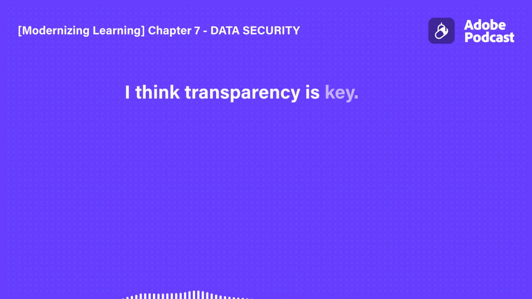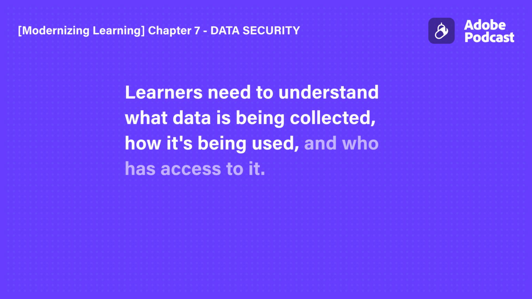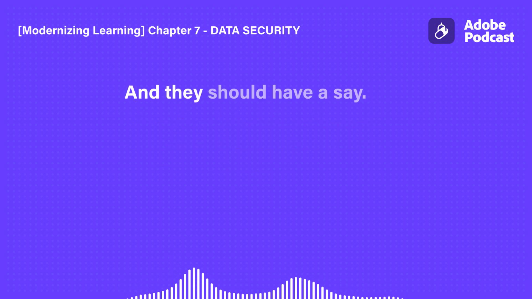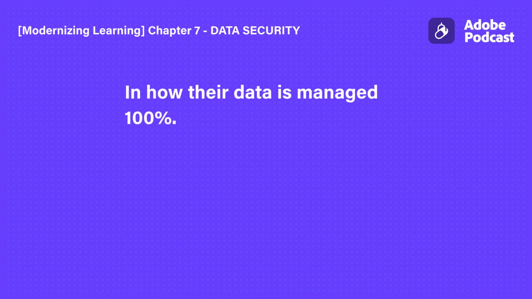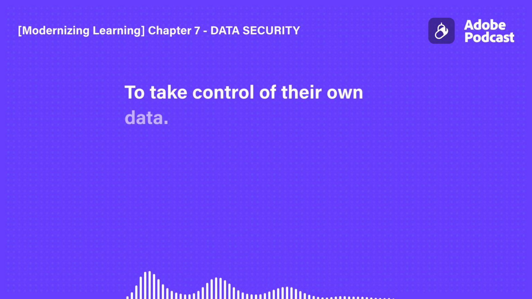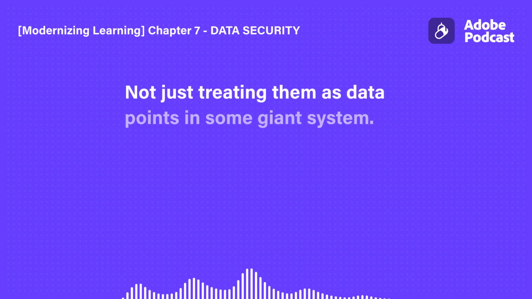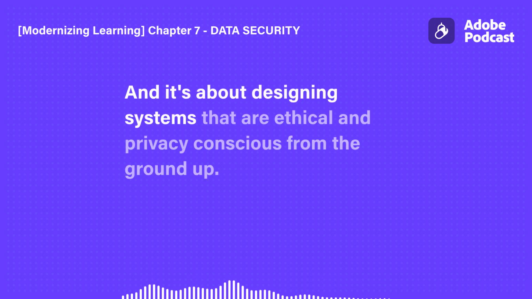But I think transparency is key. Learners need to understand what data is being collected, how it's being used, and who has access to it. And they should have a say in how their data is managed. 100%. So it's about empowering learners to take control of their own data, not just treating them as data points in some giant system. Exactly. And it's about designing systems that are ethical and privacy conscious from the ground up.